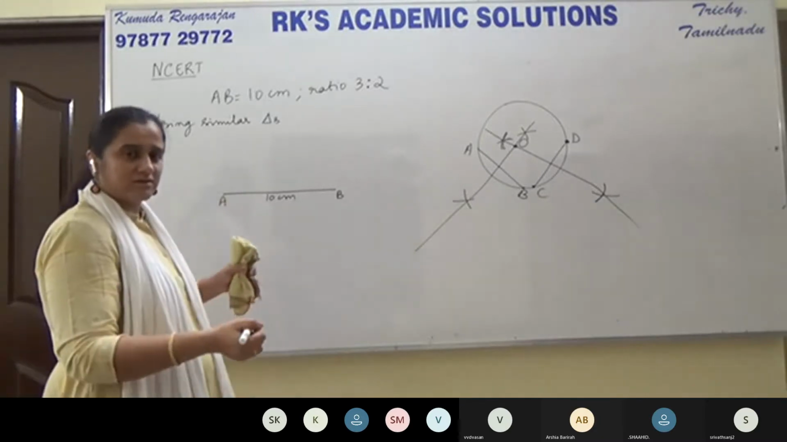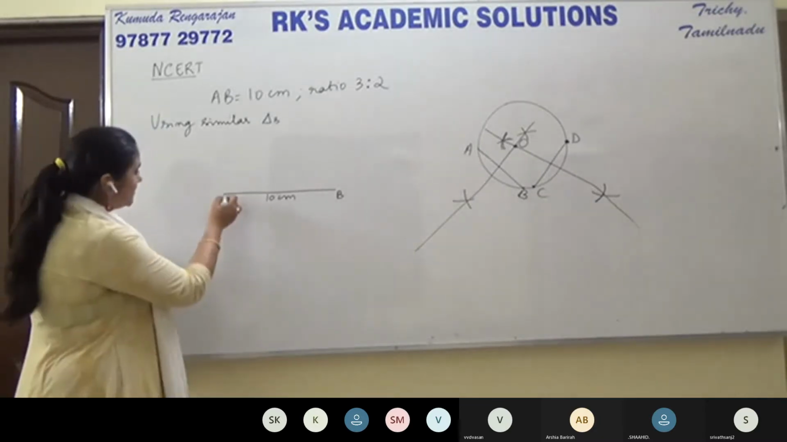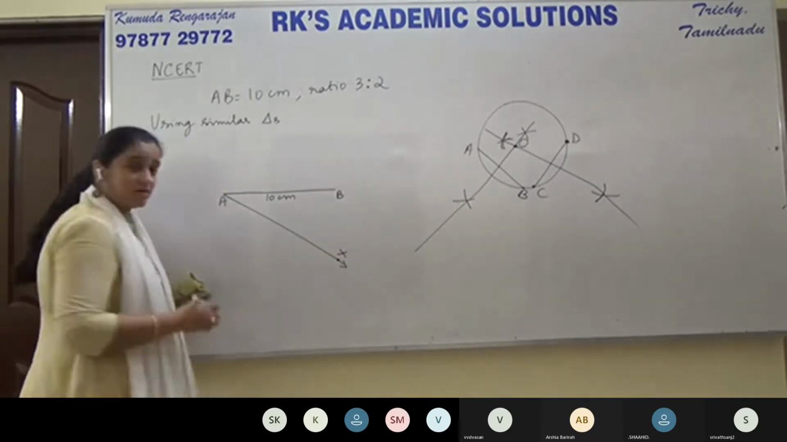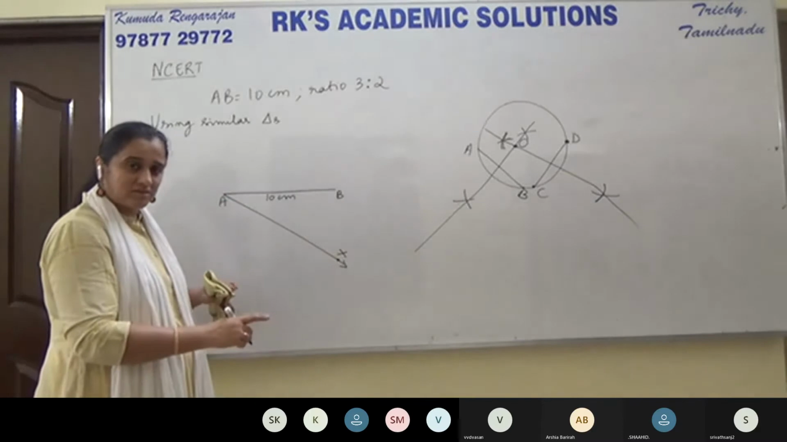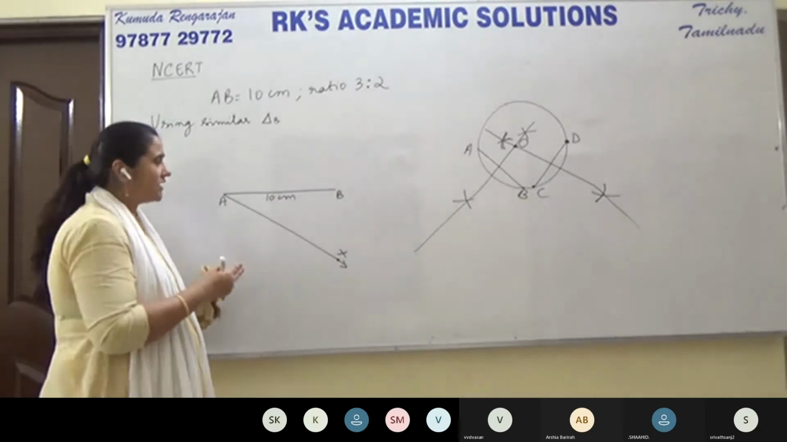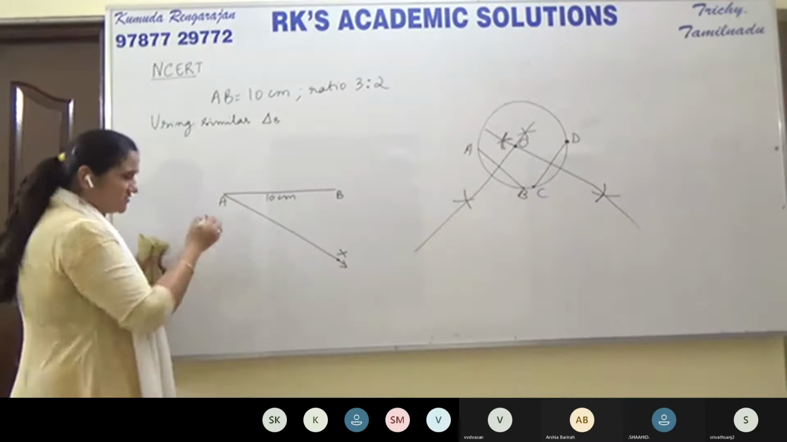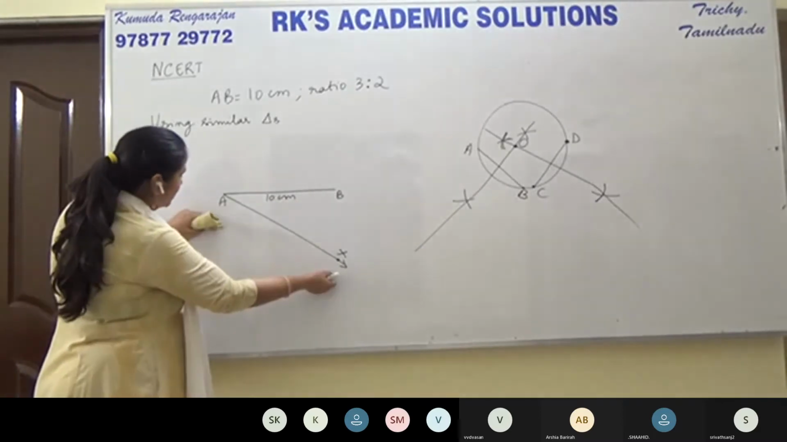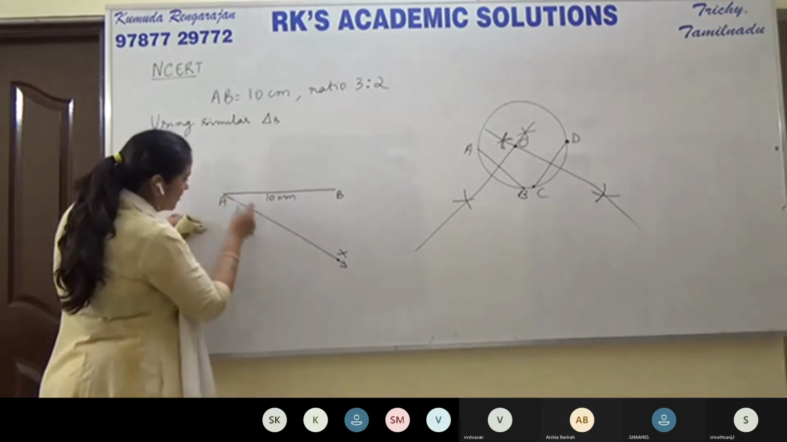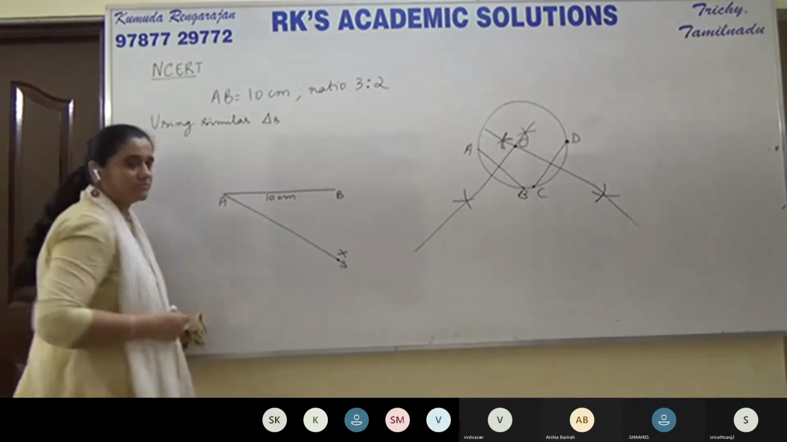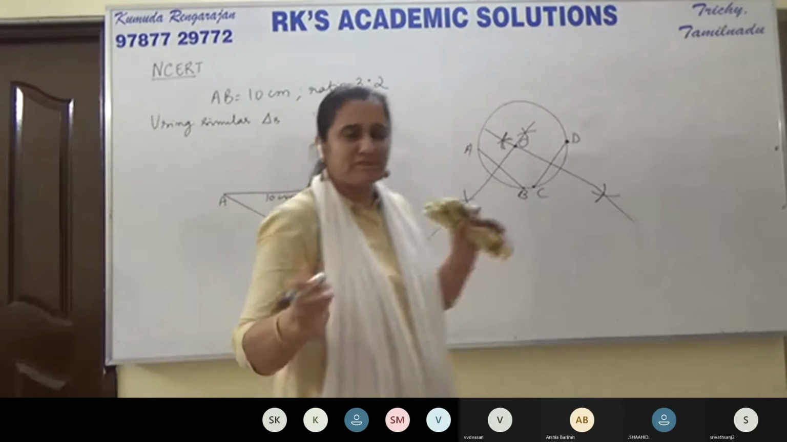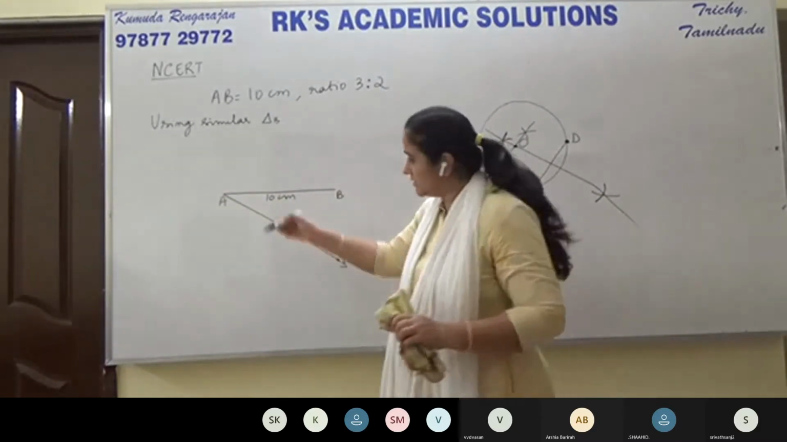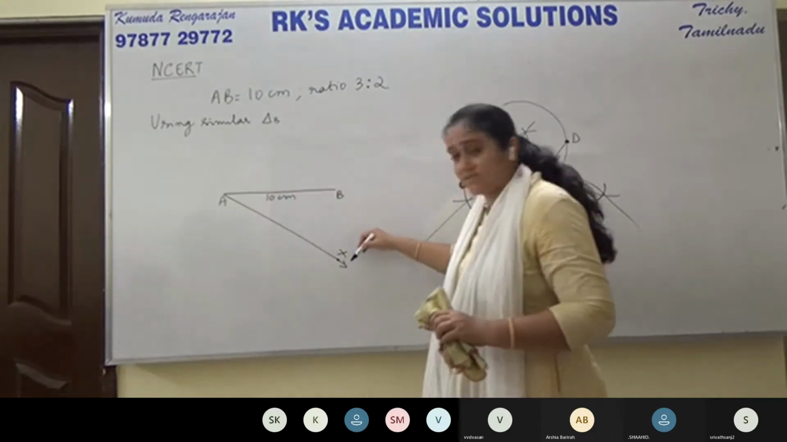Next, just use your scale. Draw ray AX, making an acute angle with AB. Simply place your scale below the line segment and draw this ray AX so that it makes an acute angle with AB. Use your scale and pencil, that's all.